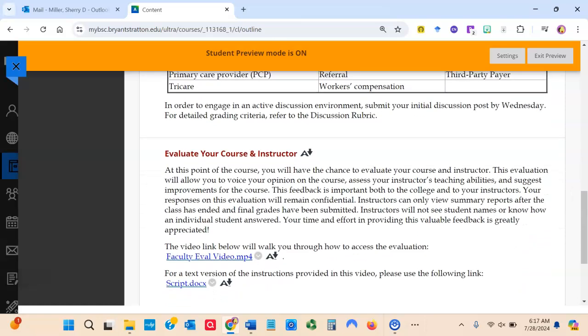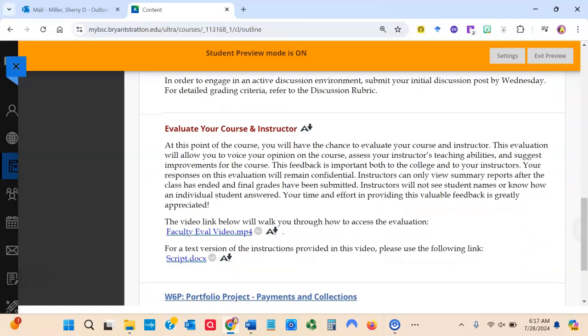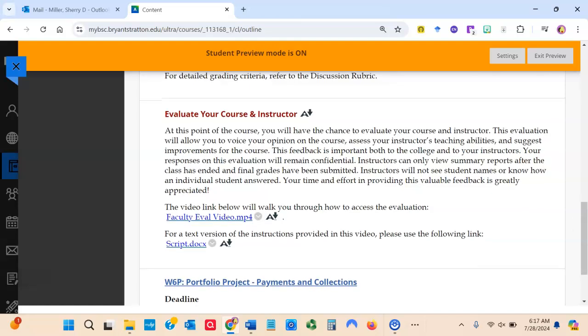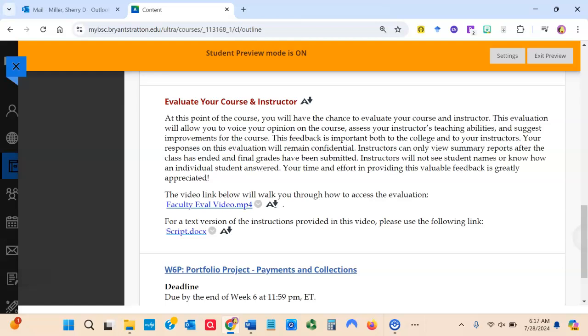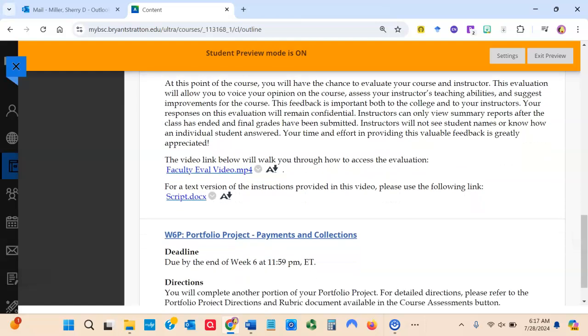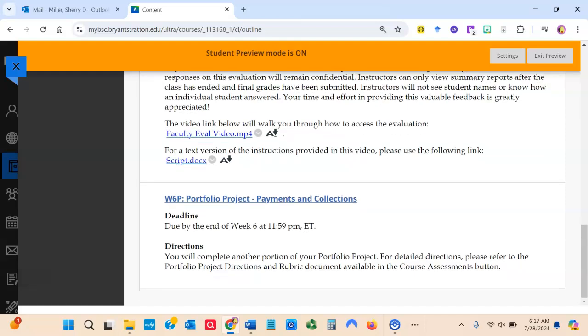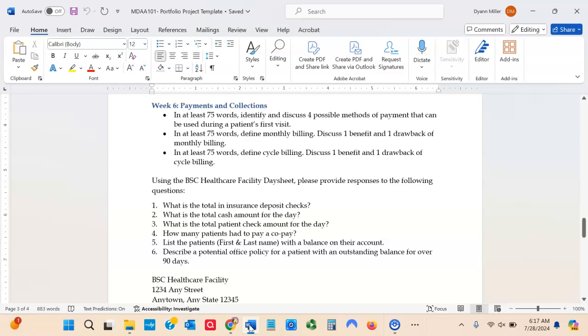Our course evaluation is opening this week, so we do encourage you to complete the evaluation of the course. It's important to me and it's important to Bryant and Stratton. Then your last assignment this week is the final portion of your portfolio project. So let's take a look at that. In week 6, you are adding information on payments and collections.